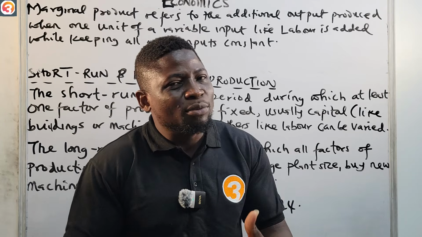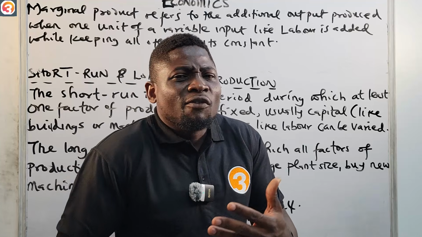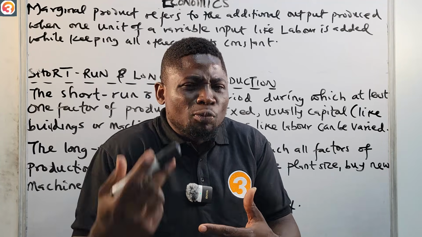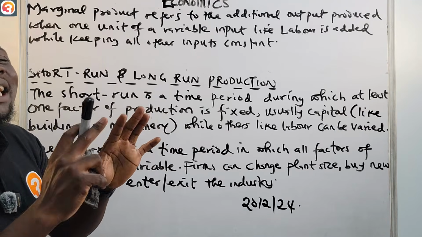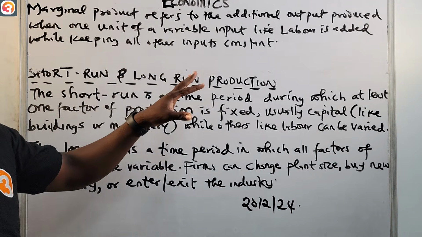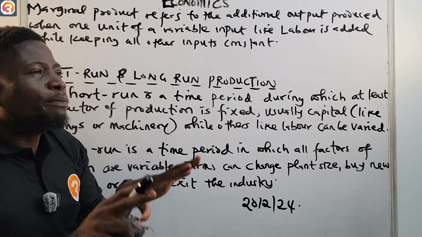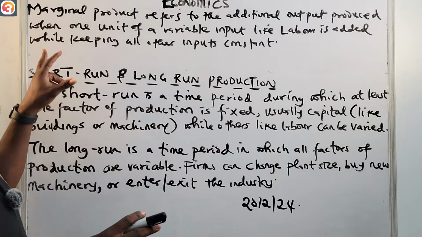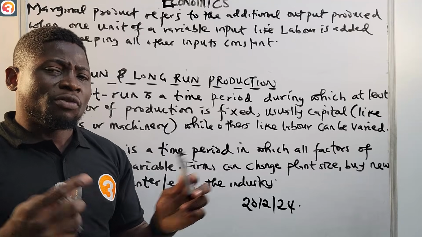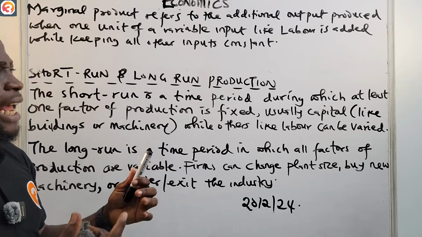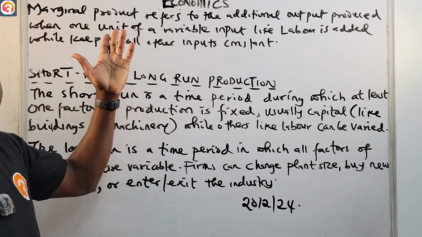Just like we'll talk about marginal utility, the satisfaction you get from consuming another slice of pizza. That's what marginal product is likened to. So marginal product refers to the additional output produced when 1 unit of a variable input like labor is added while keeping all other inputs constant. We'll talk more about it when we get to that aspect.